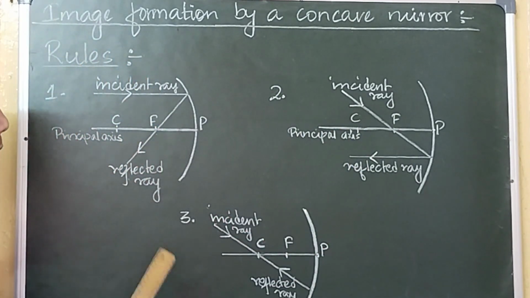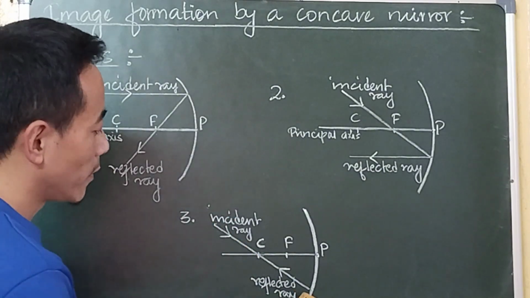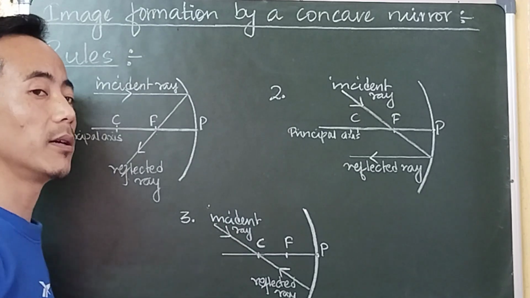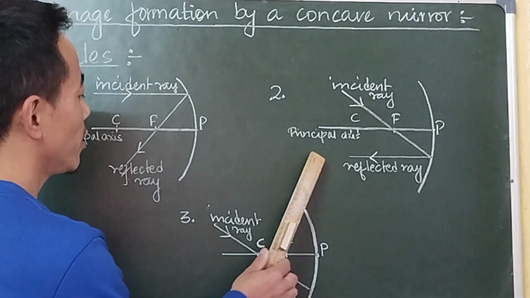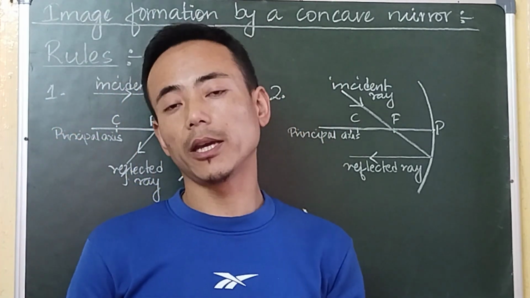And rule number 3 says that if the incident ray passes through the center of curvature, then the reflected ray will retrace the path. Retrace means follow the same path in the backward direction, or the opposite direction. So if you remember these 3 rules, then we can do the image formation by a concave mirror.